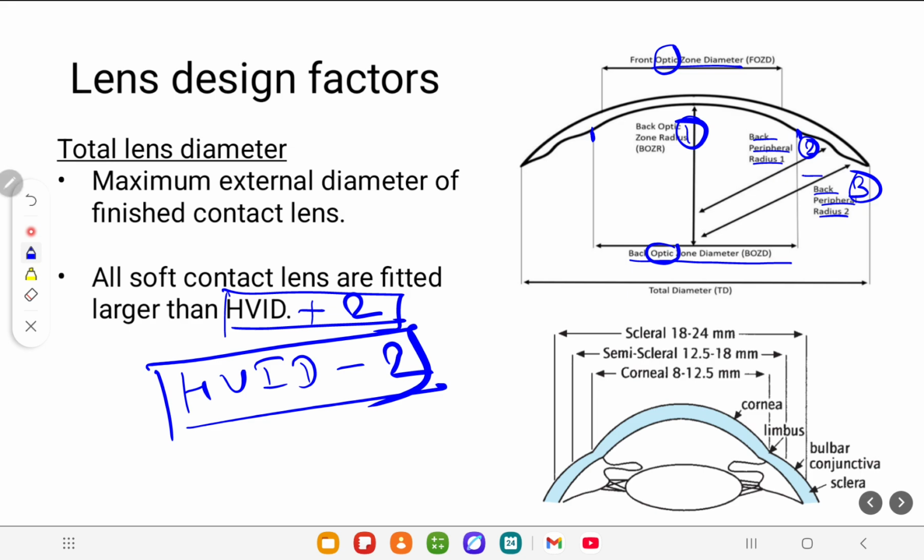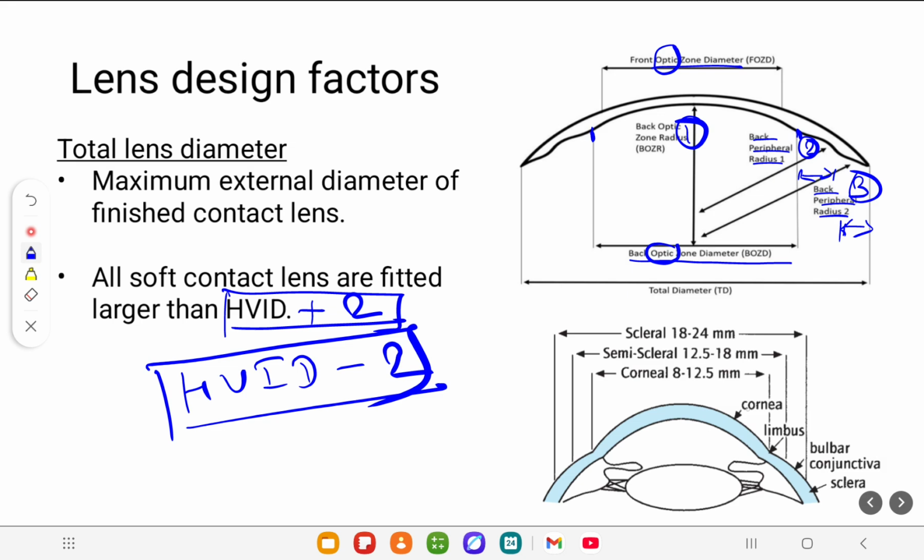The diameter of the first curve, the diameter of the second curve, and the last, periphery curve. The total of the first, second, and third curve diameters is known as the total diameter. The second curve has its own radius and its own diameter, and the third curve also has its own radius and its own diameter. So total diameter really depends on the contact lens and varies from lens to lens.